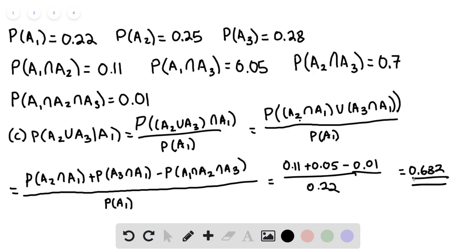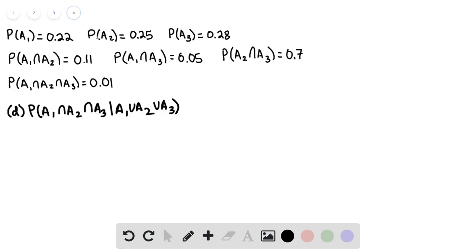In the context of this problem, what this means is that given that the firm is awarded project number 1, there is a 68.2% chance that it'll either be awarded project number 2 or project number 3. Keep in mind, a union generally means "or." All right, finally, we have this mess.